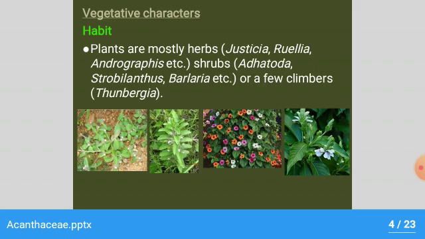The vegetative characters of the Acanthaceae: the first one is habit. Plants are mostly herbs, shrubs and a few climbers. You can see Justicia prostrata and Andrographis paniculata are herbaceous plants. Then Thunbergia alata is one of the climbers present in the Acanthaceae family. And another one, Justicia adhatoda. These are some examples of shrubby plants.